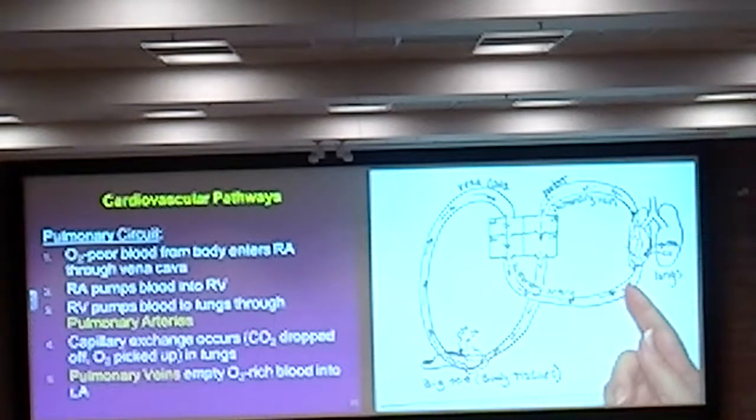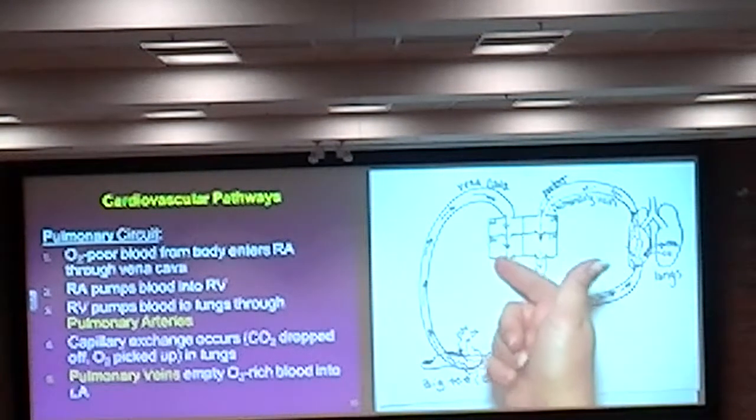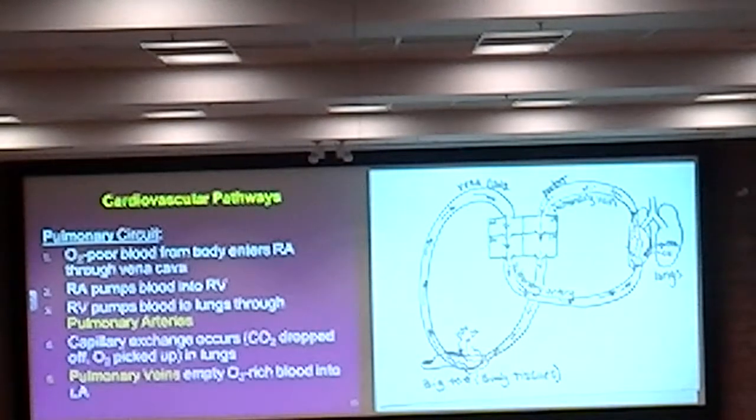Where does blood go when it leaves the right atrium, the right ventricle? Or where does blood first enter when it's coming back from the lungs? That's the left atrium. So you definitely have to know this pathway of the blood. You should also know the names of the blood vessels. You should know whether the blood traveling through these blood vessels is oxygen poor or oxygen rich. Does it have a lot of oxygen in it or not?